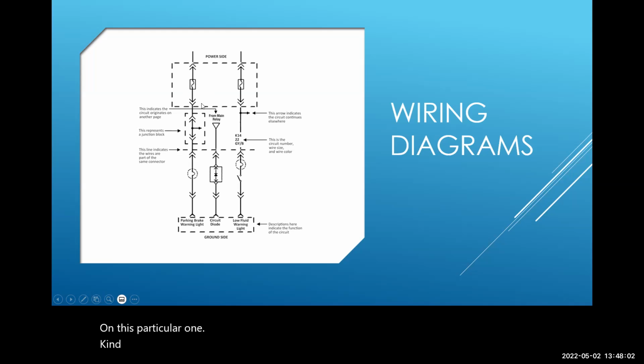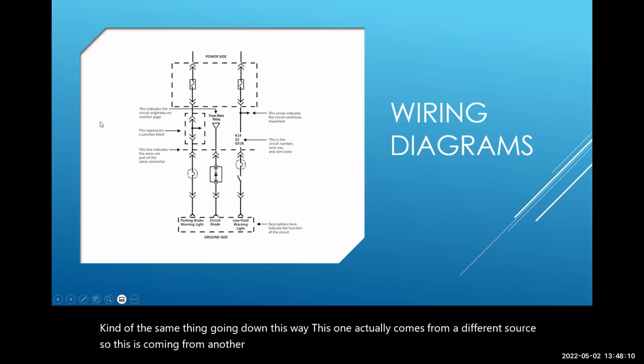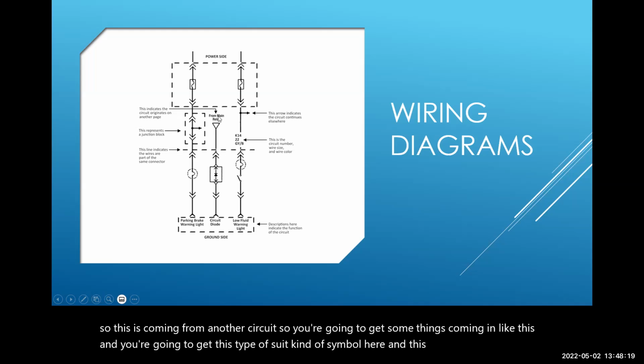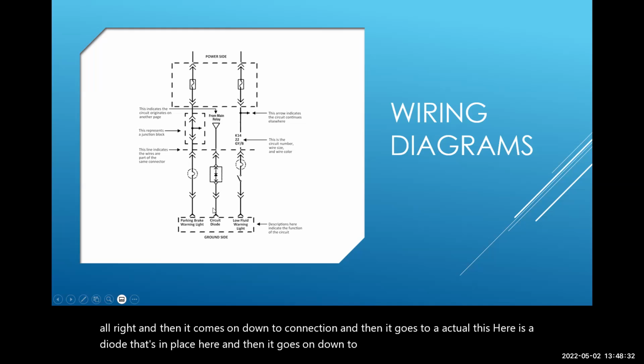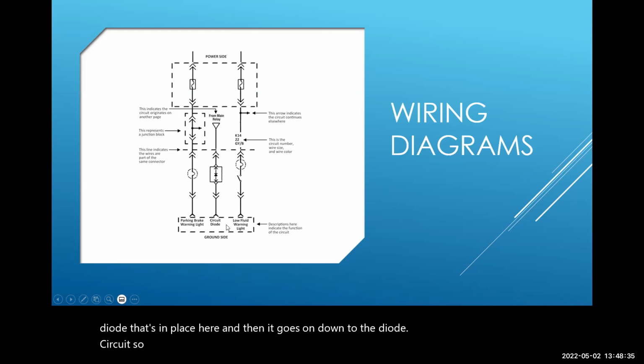Kind of the same thing going down this way. This one actually comes from a different source, another circuit. So you're going to get some things coming in like this, and you're going to get this type of symbol here, and this was from a main relay. Then it comes down to a connection, and then it goes to this, which is a diode that's in place here. Then it goes on down to the diode circuit. Whatever continues on is what we have here, and on this side we've got another fuse we picked up.